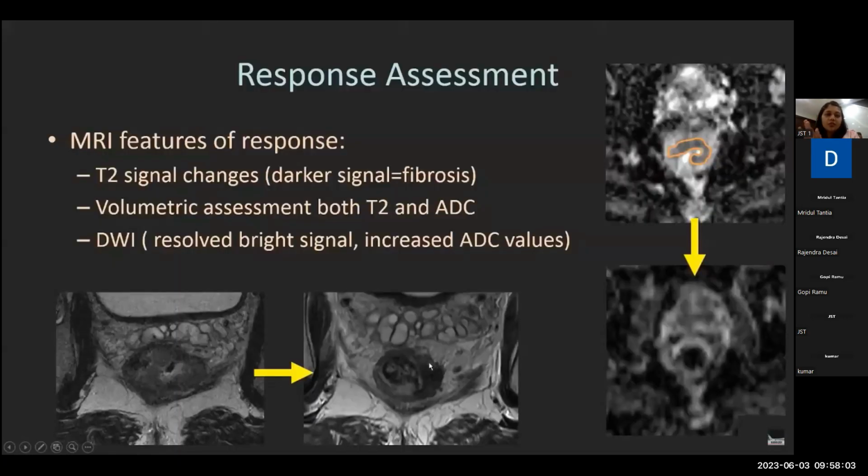So these are the basics we follow on the MRI for the response assessment. The T2 signal changes: mostly if it's a darker signal, it corresponds to fibrosis, and the pathological response would be complete. It is mostly done on both T2 and ADC. The ADC values increase, so the diffusion restriction resolves, and T2 signal darkens after neoadjuvant chemoradiotherapy.